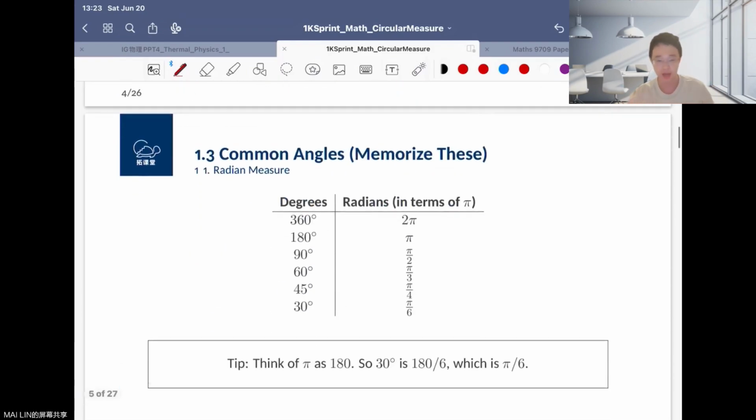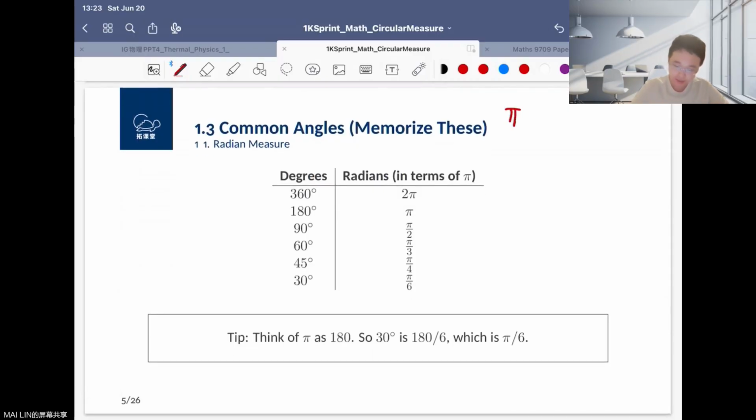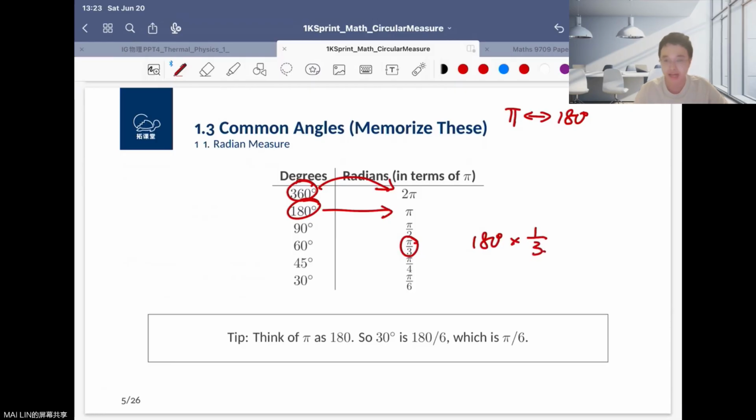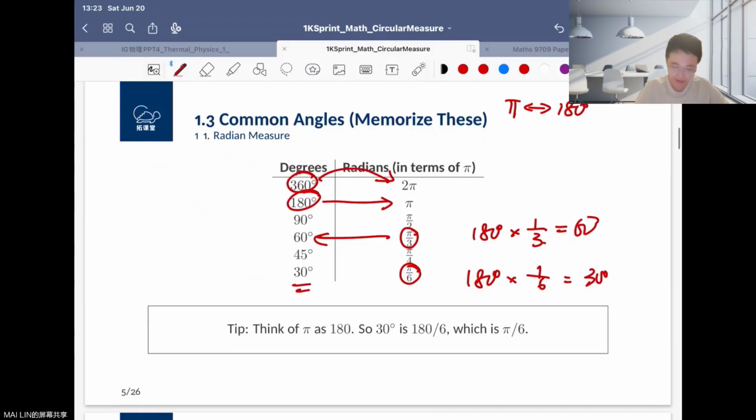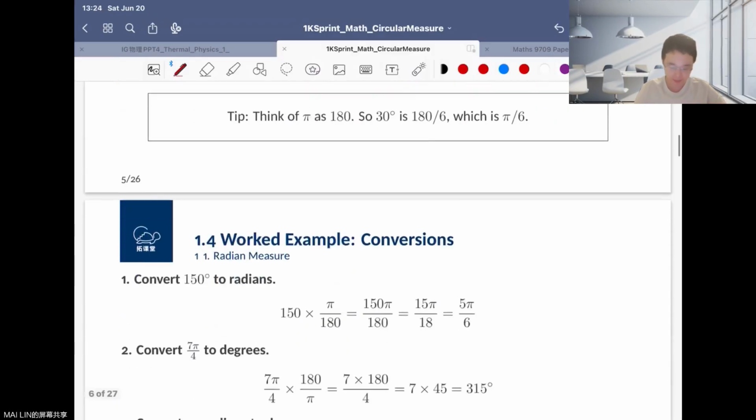So let's consider how it can be transferred. As we already said, pi equals 180 degrees, right? So 360 degrees equals 2 times 180, so it can be considered as 2 pi. And 180 degrees can be considered as pi, right? Also, if we have pi over 3, that means 180 degrees times 1/3, that is 60 degrees. And if we have pi over 6, that means 180 degrees times 1/6 equals 30 degrees, okay? That is how we can convert between them.